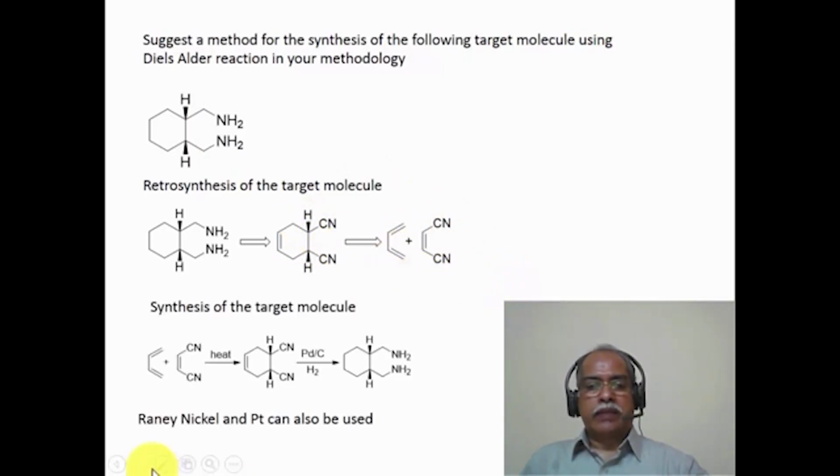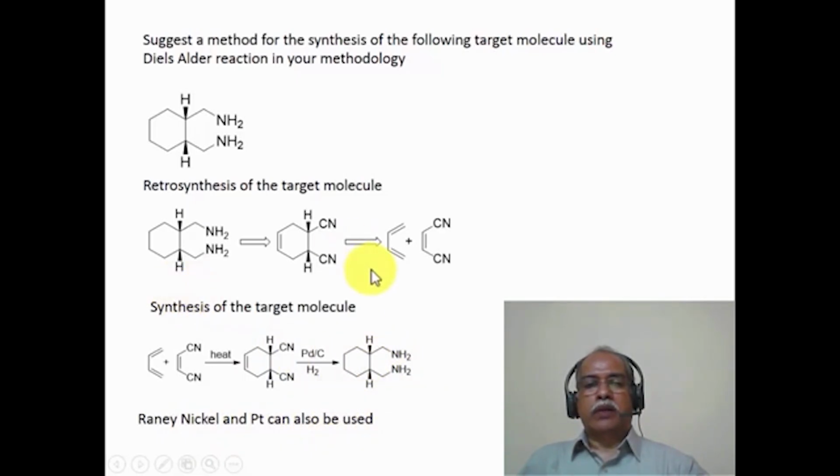So the actual reaction is, take butadiene and dicyanoethylene, heat it, and you will produce the cis isomer of this particular derivative. When you do hydrogenation using palladium on charcoal and hydrogen, or nickel and hydrogen, you simultaneously saturate the double bond and reduce the C triple bond N also to the primary amine. So platinum or nickel can also be used for this particular reaction.